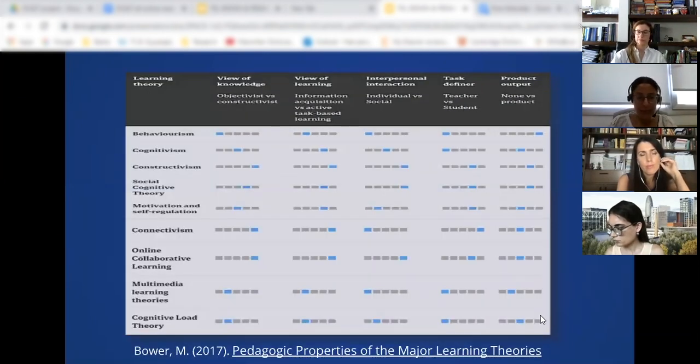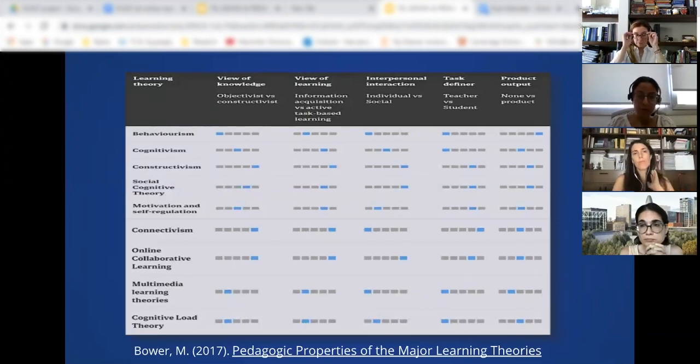So basically here, I'm not sure whether you can clearly see this table. You have the opportunity to download the presentation through Moodle. So the table here is an adapted table presented by Bauer. As Bauer points out, understanding these pedagogic properties of the different theories can be useful for helping teachers to think through which technologies are most suitable for a given approach.